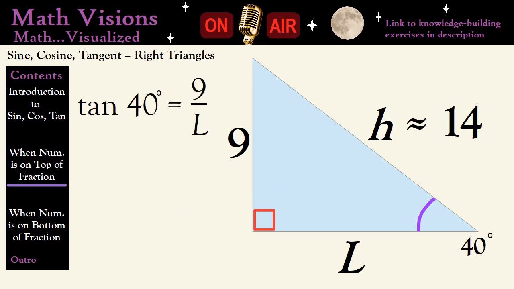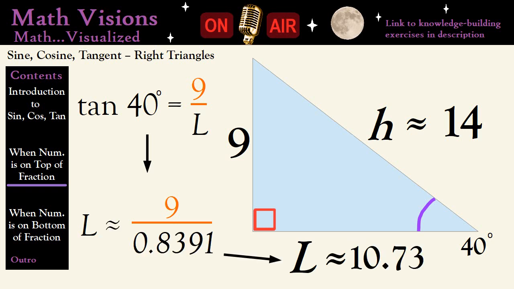Now for tangent, the function that includes opposite and adjacent. We write a new algebraic equation, tangent 40 equals 9 divided by the adjacent leg, L. What is our objective? If you said to get L on one side by itself, that's correct. Again, since the number is on top of our fraction, we can swap the places of tangent 40 and L and skip the steps of multiplying and dividing both sides by the same value. So L equals 9 divided by tangent 40, which gives a length of 10.73 rounded to the nearest 2 digits.